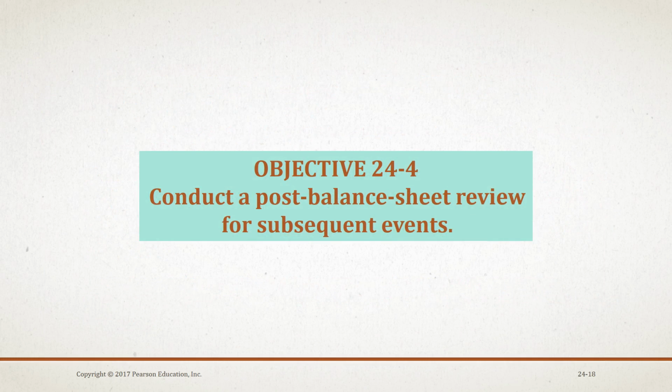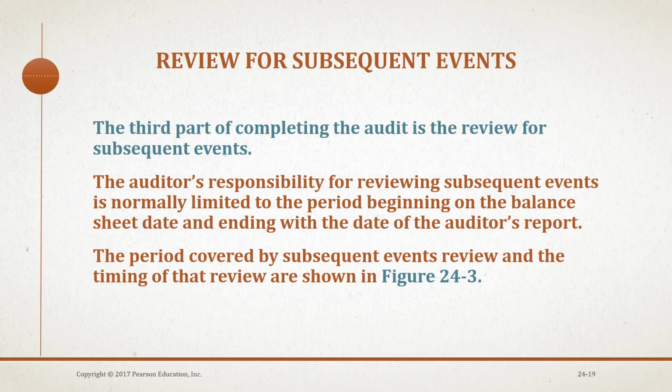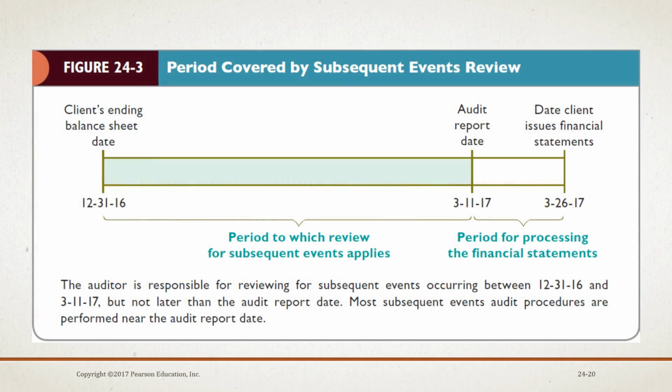The fourth objective, conduct a post-balance sheet review for subsequent events. So the third part of completing the audit is the review for subsequent events. The audit typically is done for a time period. So let's assume we're auditing a 12/31 year end. Your responsibility as the auditor for a subsequent event goes from, again, the balance sheet date, which I just told you is 12/31, and ends with the auditor's report date. So that is the period known as subsequent events.